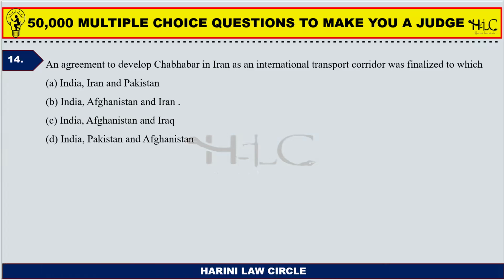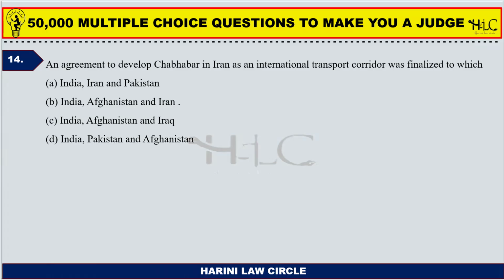Moving ahead to the next question. Question 14. An agreement to develop Chabahar in Iran as an international transport corridor was finalized to which of the following countries? So this is a GK question, a general studies question. The agreement was between India, Afghanistan and Iran.